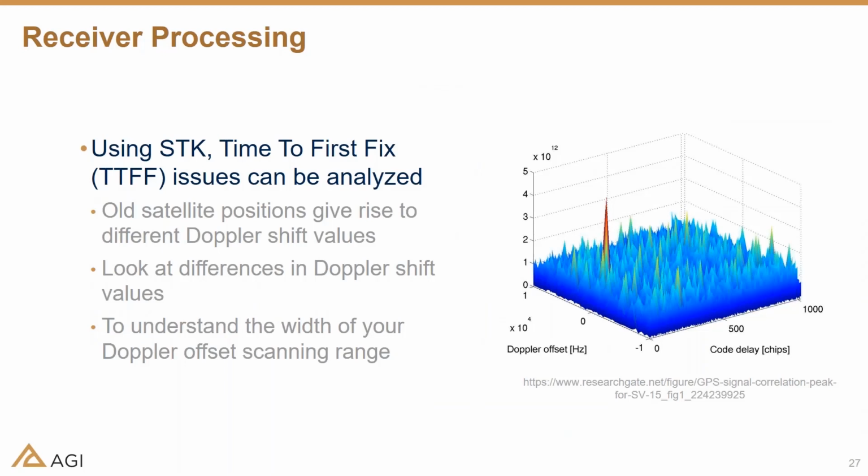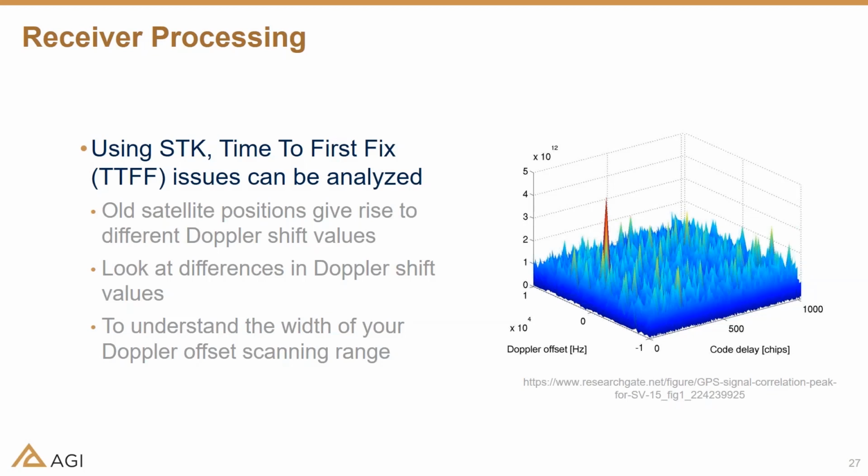All right, receiver processing. So we talked about this two-dimensional graph and how it integrates noise, and it looks for a correlation peak based on different Doppler offsets. If you have an older almanac, you're not going to get the Doppler that you're predicting because that satellite's not in the position it should be.